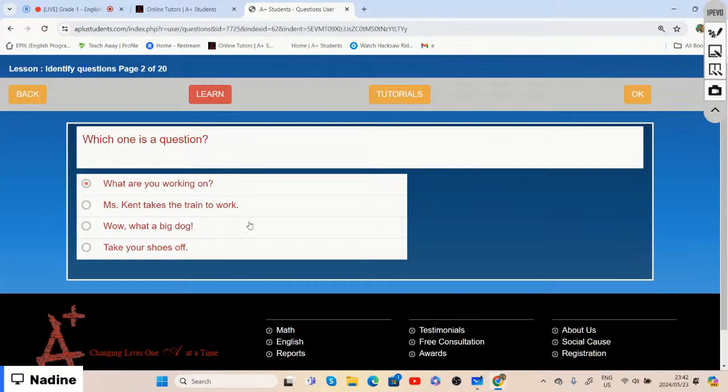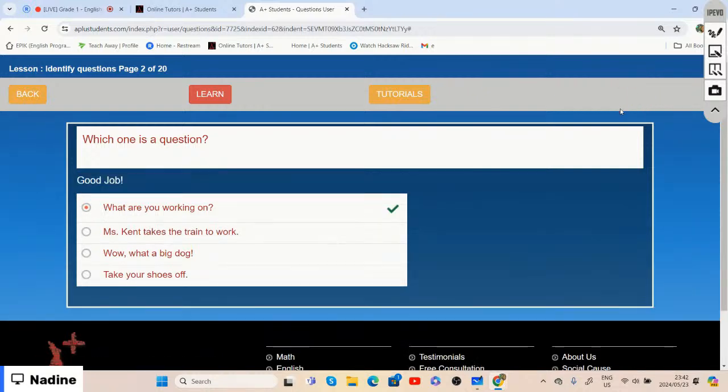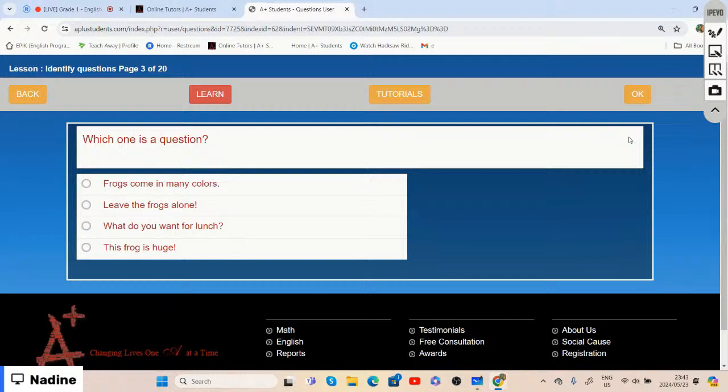All right. And if we look at the next one, it says, what are you working on? Yes. No, I'm just doing my homework. What are you working on? And it ends with a question mark. So well done. That one is correct. And then one more question. It says, frogs come in many colors. Leave the frogs alone. What do you want for lunch? Or this frog is huge.